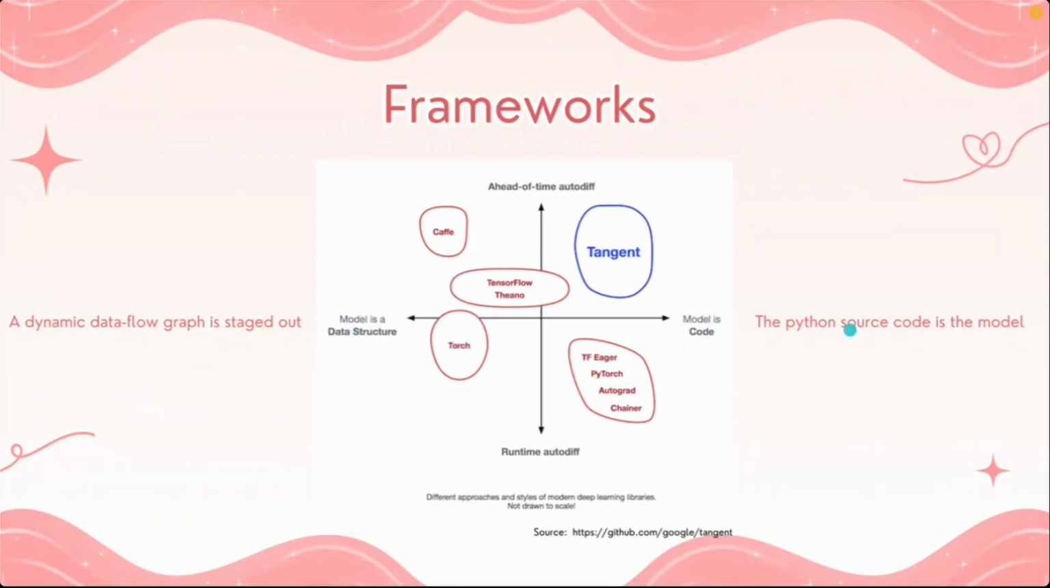And on the right of the spectrum, Python source code is the model. So if you have used TensorFlow 2.0 with eager mode, or PyTorch, or AutoGrad, you basically write the code in Python itself, and they do operator overloading. After each operation, let's say you multiply two variables, the class of the variable also stores your intermediate derivative. So this is the Python source code approach.